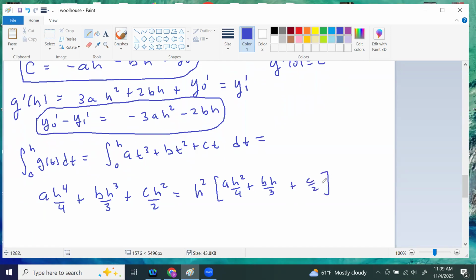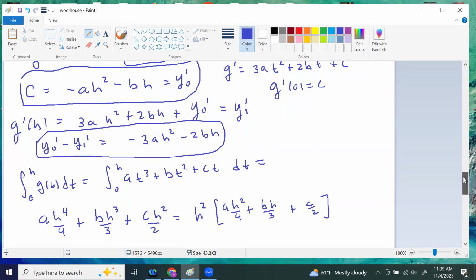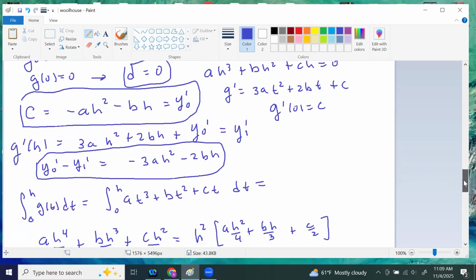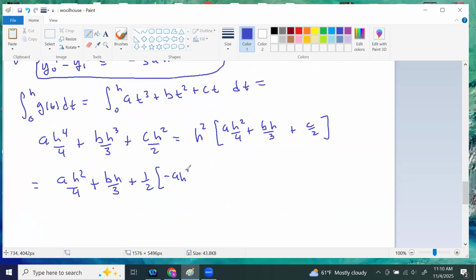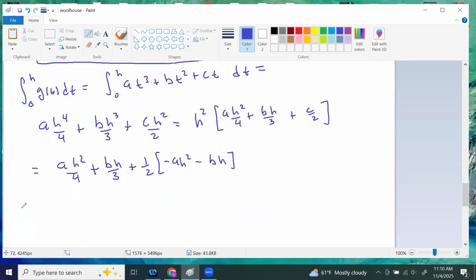c over 2. But remember what c was. c, remember, is minus ah squared minus bh. And so let's just substitute what we have for c. Minus ah squared minus bh. Okay? And we just substituted that. And there's a reason for this, because now we have ah squared over 4 minus ah squared over 2 plus bh over 3 minus bh over 2.